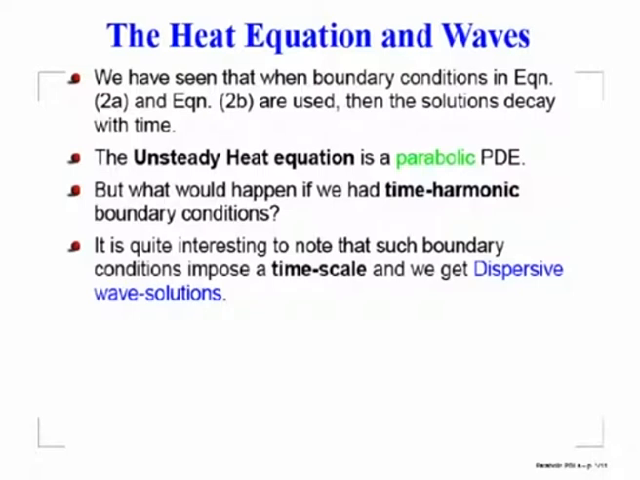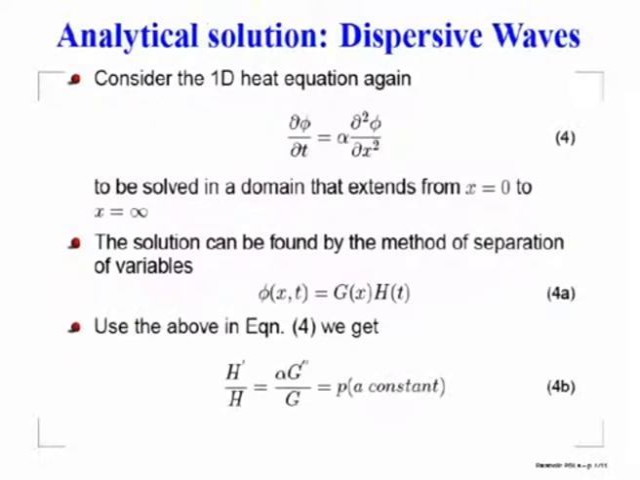So, I basically have the ability to tweak the problem and introduce some kind of a time scale. That is what we mean by time harmonic boundary condition. And what happens then? Well, the moment you introduce a time scale, you will get a dispersive wave solution, and how you get it is what we are talking about now.